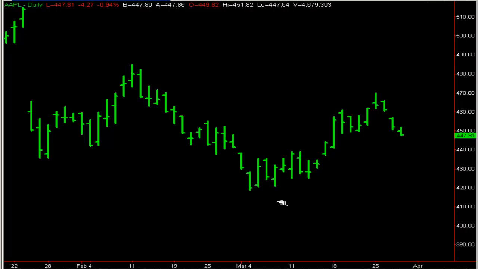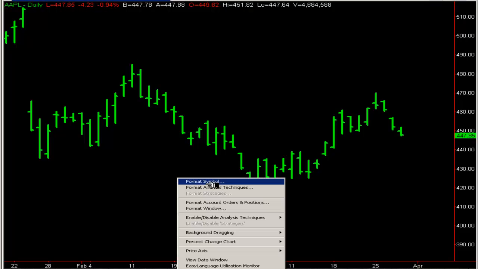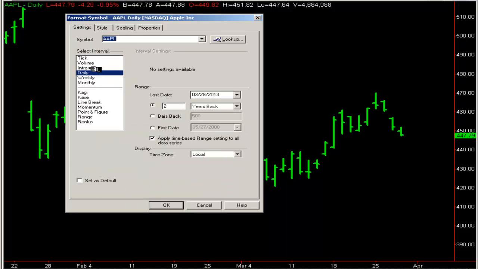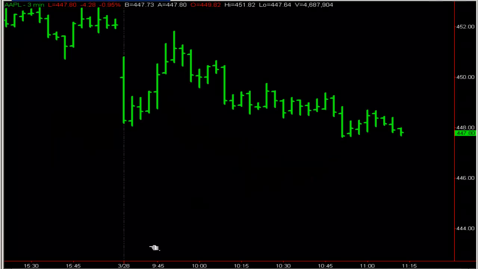There are other kinds of charts. There are range charts. There are point and figure charts. There are a number of different charts. But for directional trading, this is the primary kind of chart that you're going to use. Obviously, I could change this and have it be, as I said, an intraday chart. And as you can see, you're moving forward in time here.